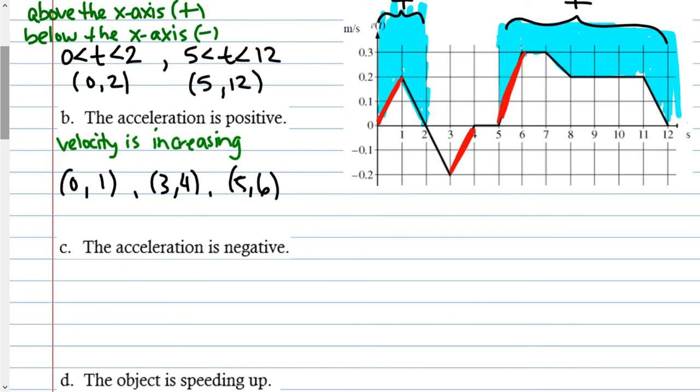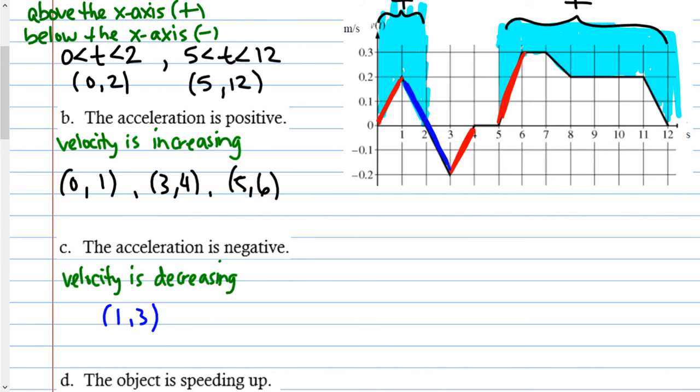So since I just figured out where it was increasing, now I need to figure out where it's negative. So if I go down here, see this? This is negative. So that's from 1 to 3. And I'll just write it down. Oh, actually, I'll write something else down first. Okay, velocity is decreasing is when the acceleration is negative. So now I'll write it. So from 1 to 3.